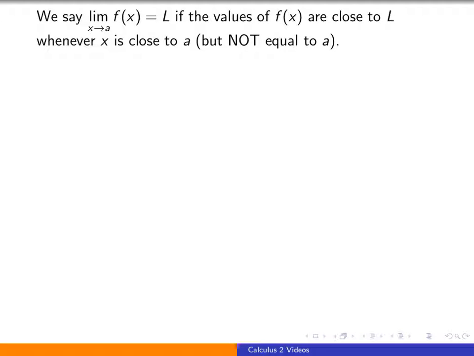In this series of videos, we will review some of the key concepts from Calculus 1 that are necessary to be as successful as possible in Calculus 2. The first topic of interest is limits.